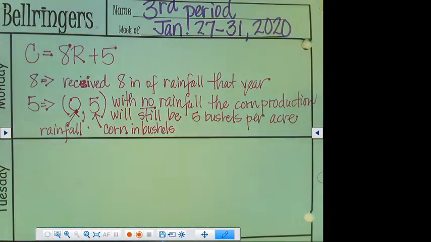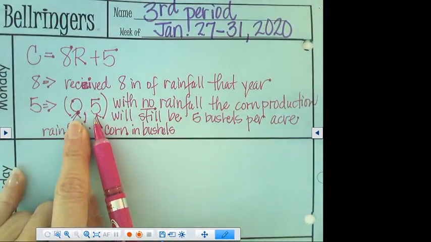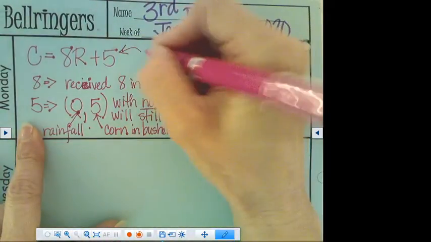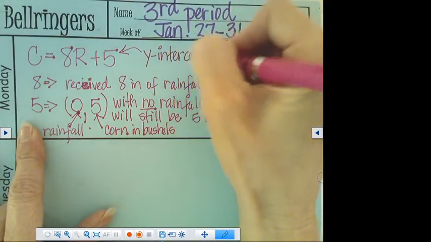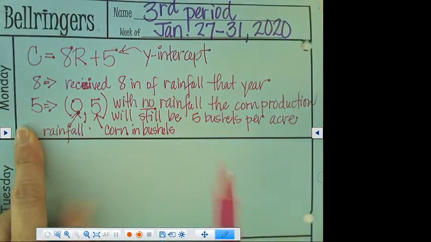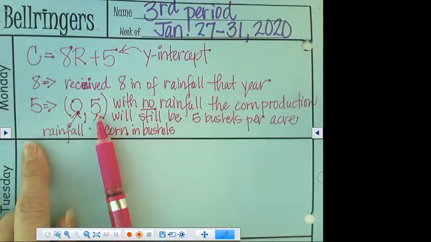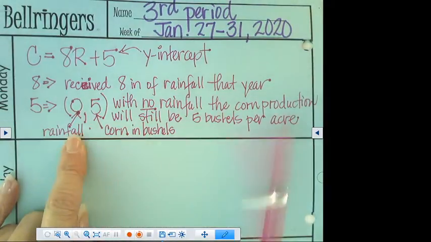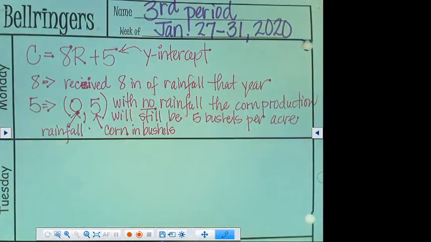Okay, now why, once again, did we say that it was a 0-5 ordered pair? It's the y-intercept. All right, let's add that right here. The 5 is the y-intercept, the point where this linear equation crosses your y-axis. The ordered pair for the y-intercept is 0, 5. 0 is your rainfall, so with no rainfall, we still have a corn production of 5 bushels per acre. All right? Okay, good deal.